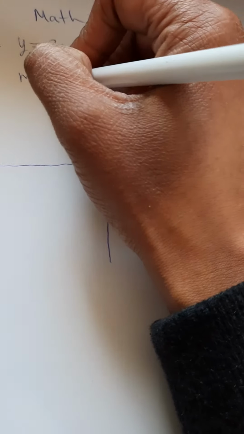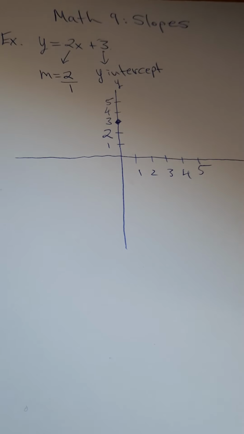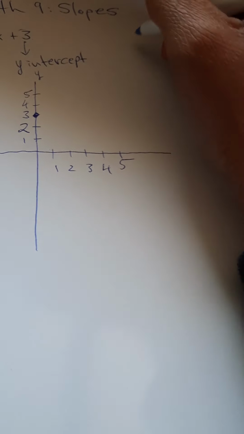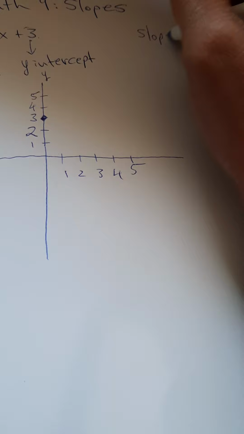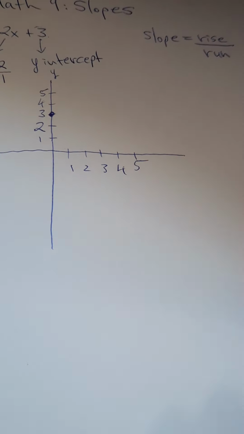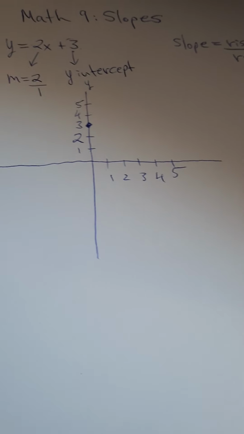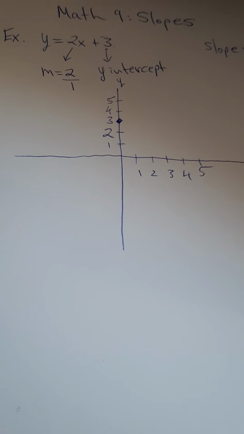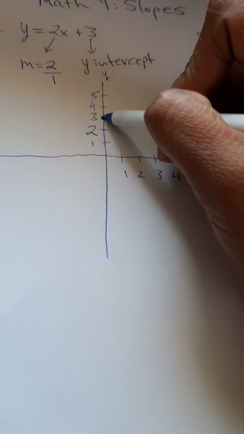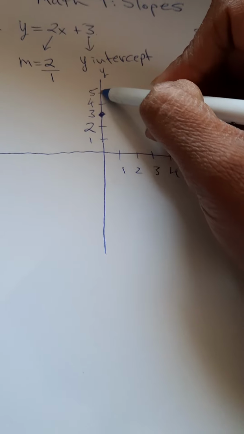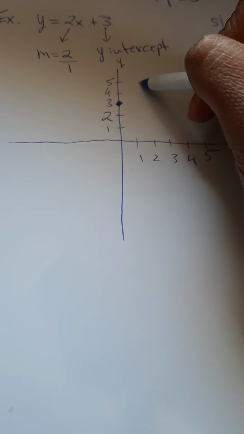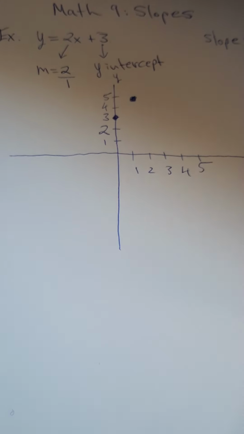Remember, this is the slope. It's equal to 2 over 1. So let's write down the definition of slope on the side here. The slope is equal to the rise divided by the run. So if my slope here is 2 over 1, the rise is positive 2. So right here from the y-intercept, I'm going to go up 2. So 1, 2. And the run I see is positive 1, so I'm going to go to the right by 1. I'm going to make another dot right there.